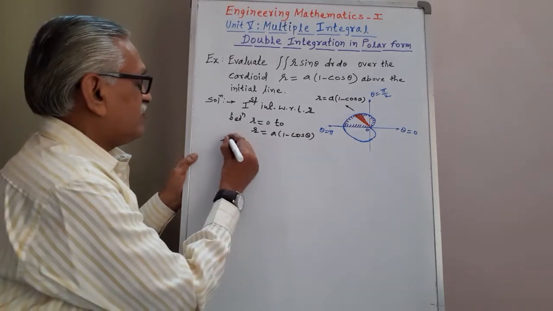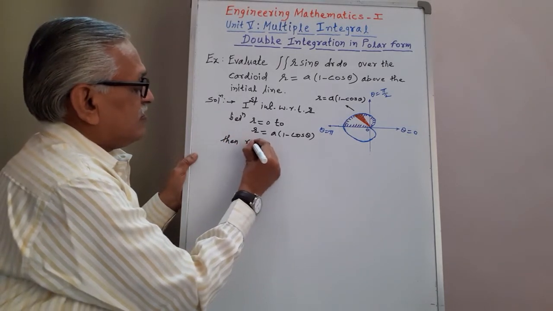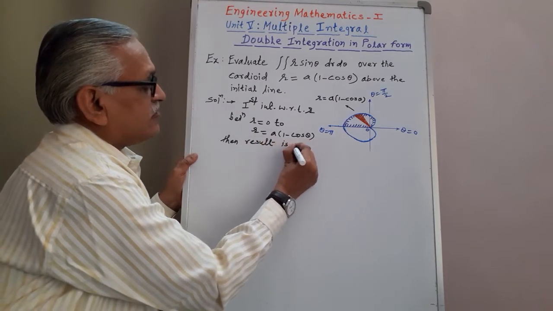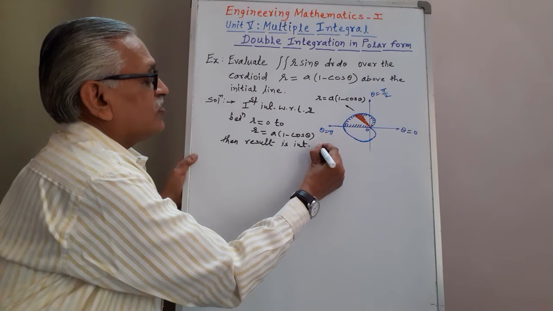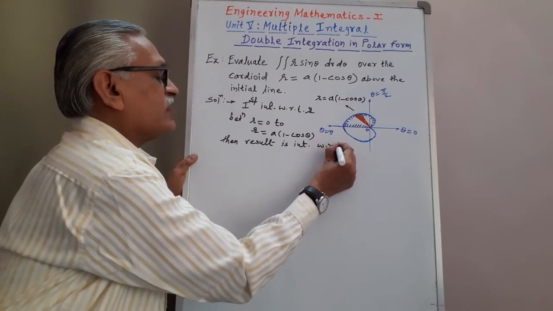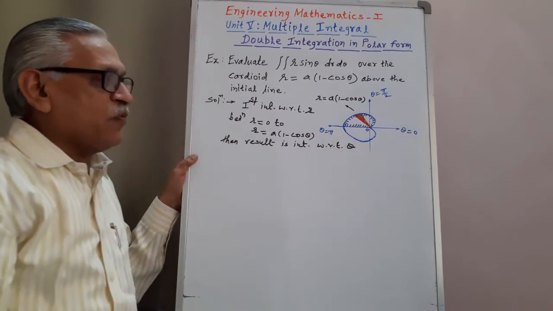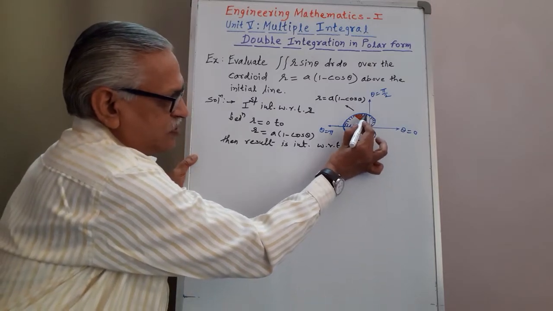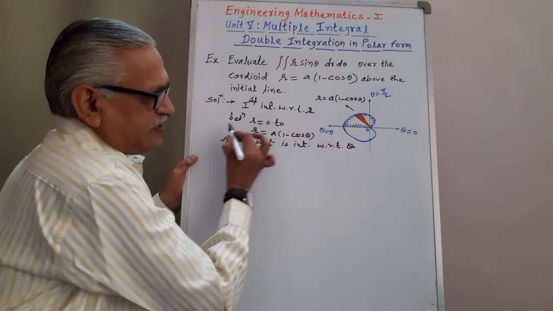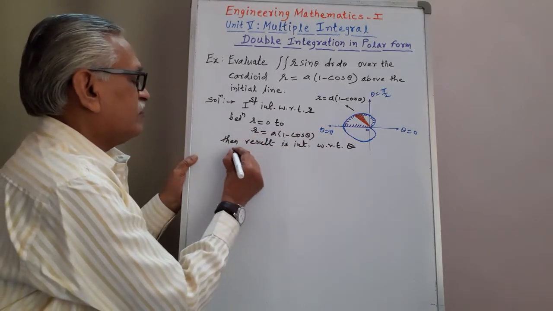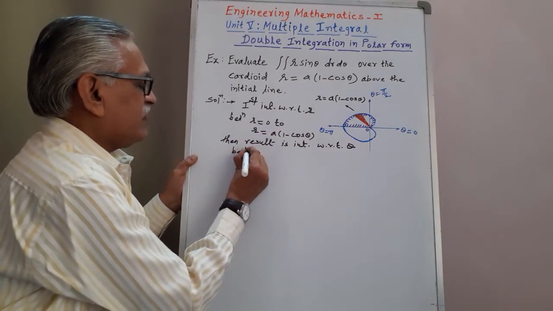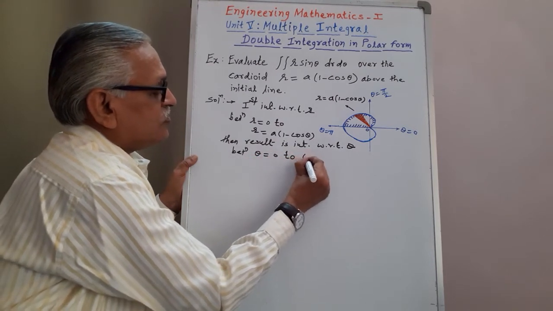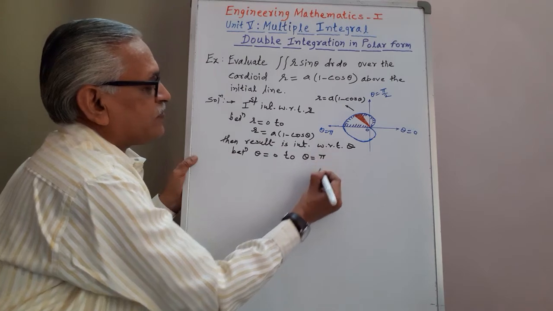Then the result is integrated with respect to theta, by moving that strip from this line theta equals 0 to the line theta equals pi by 2, between theta equals 0 to theta equals pi.